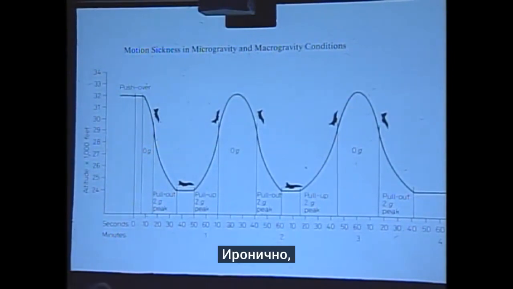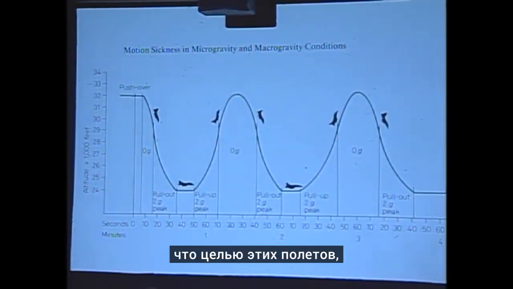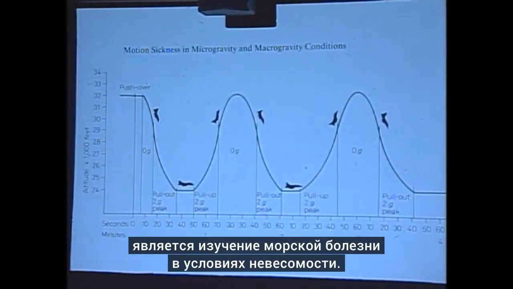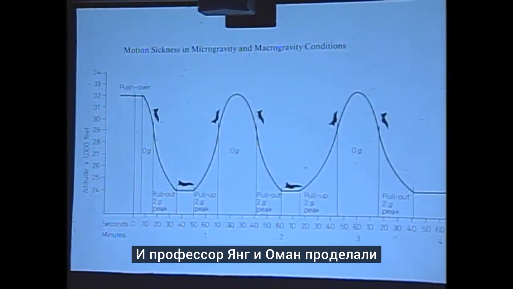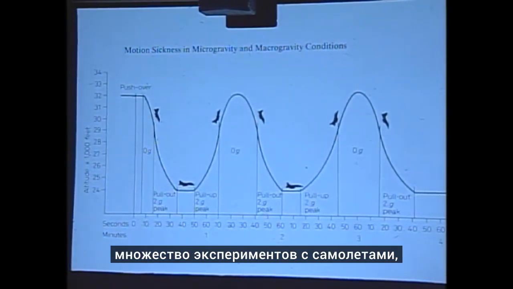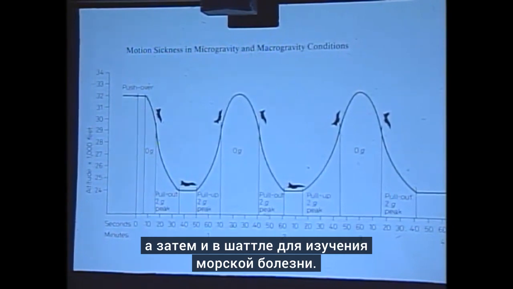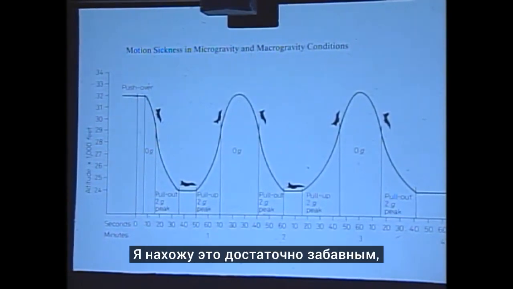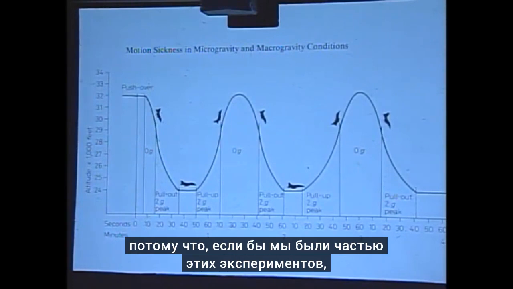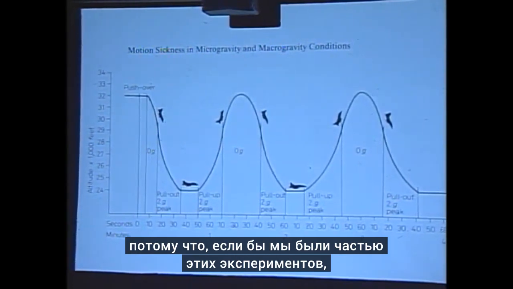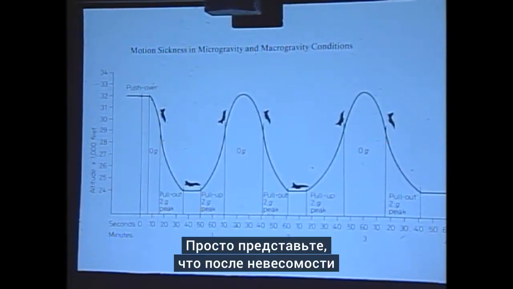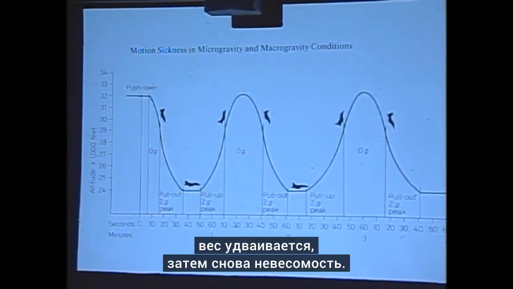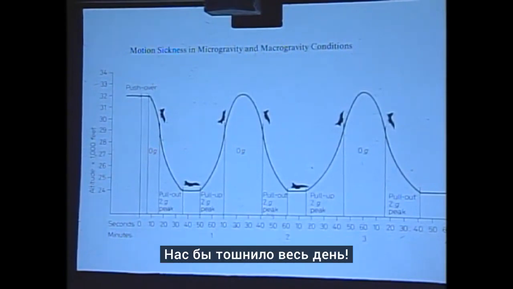Now, the irony is that the reason why these flights are done is to study motion sickness under weightless conditions. Astronauts were complaining about motion sickness. And so Professor Young and Oman have done lots and lots of experiments with airplanes, and later also in the shuttle, to study this motion sickness. I find it rather ironic, because if you and I were part of these experiments, we would get terribly sick because of the experiment. Just imagine that you go from weightlessness into twice your weight, back to weightlessness. We would be puking all day.